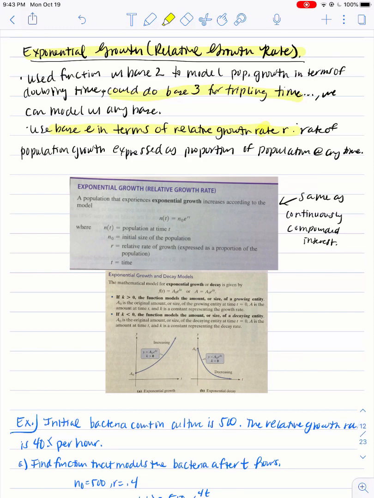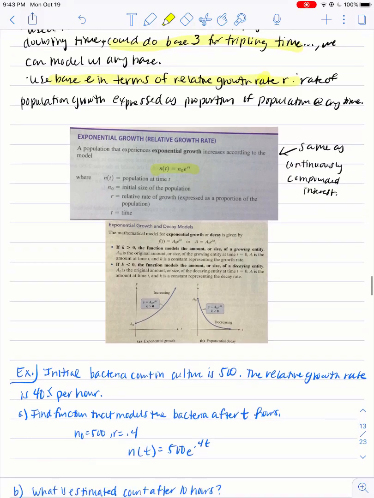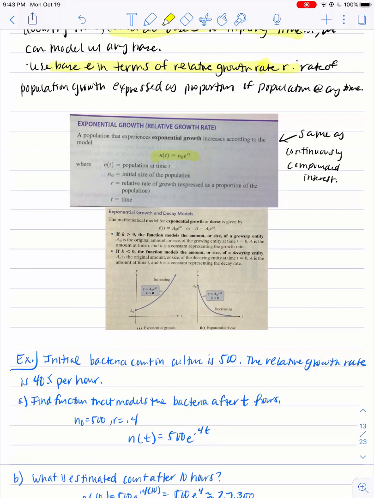So our exponential growth model is N of t equals N naught e to the r t. N of t is our population at time t. N naught is the initial size of the population. Our relative rate of growth as a proportion of the population is r. And t is time. Here, A naught is the same thing as N naught, but I want to show the growth versus decay factor.